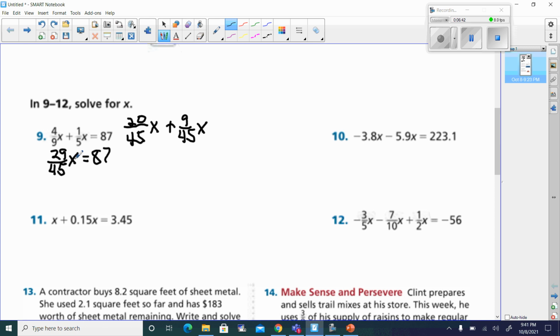All right. Now we can say that we have a fraction with this variable. We need to isolate the variable, so we need to multiply this fraction by its inverse. The inverse of 29 over 45 is 45 over 29. And whatever I multiply to one side of the equation, of course, I have to multiply to the other side.